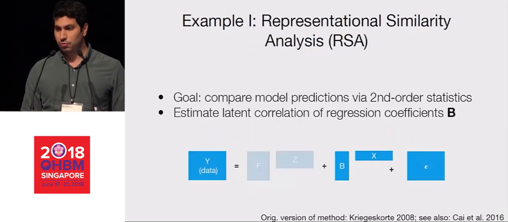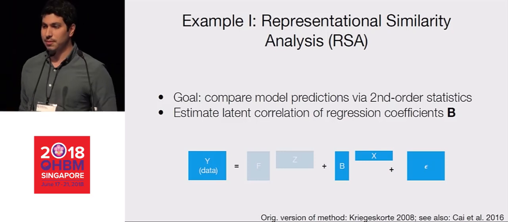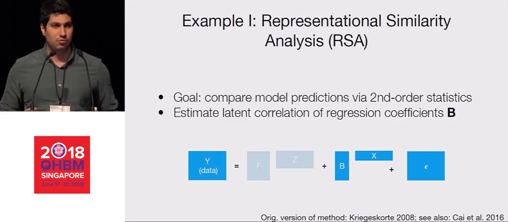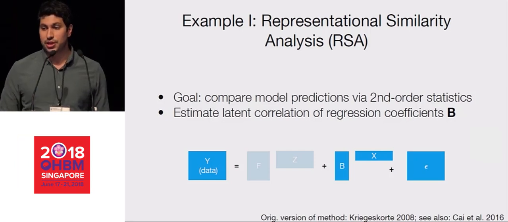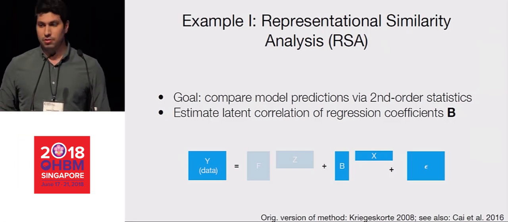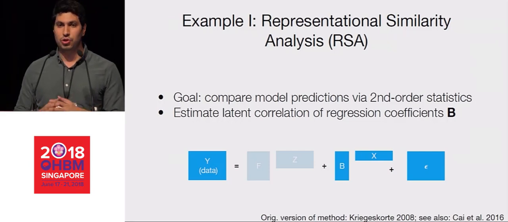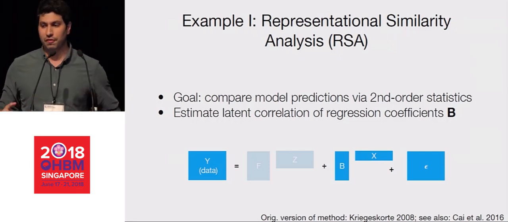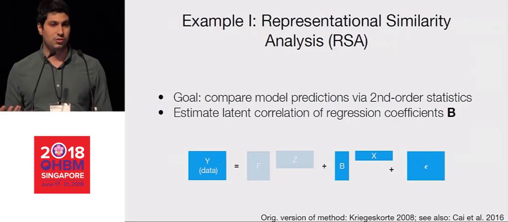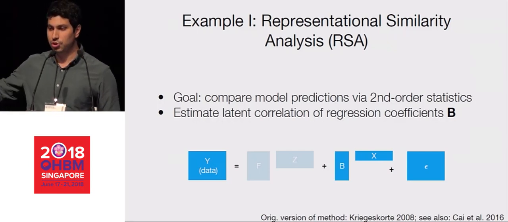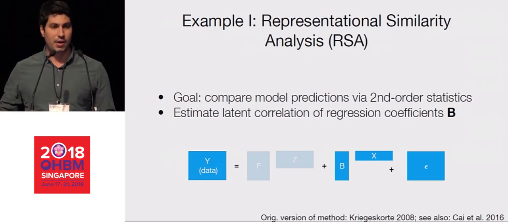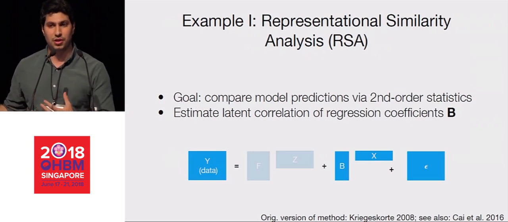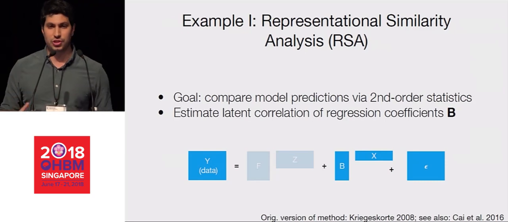So with these two pieces, I'll give a couple of examples of how we can write down these models. For example, we can take representational similarity analysis. The goal of this analysis is to find the second order information of the regressors. So we want to find these regression coefficients B, and more specifically, we want to find the covariance of these. We want to know how these regressors interact.